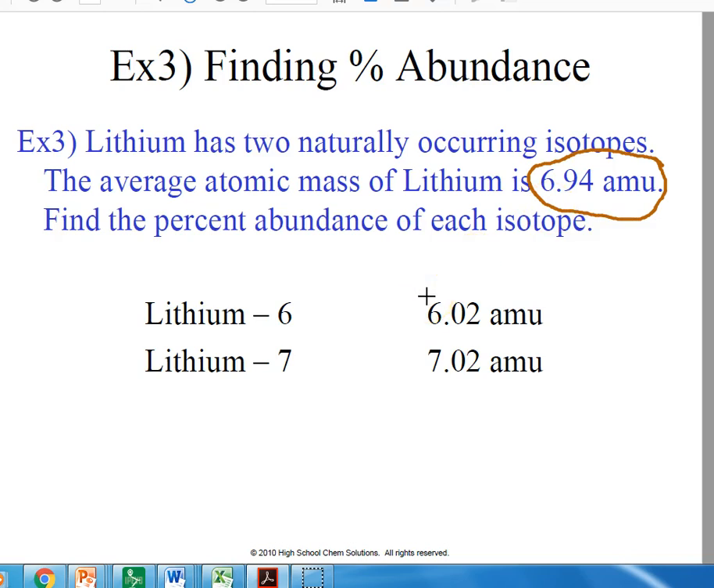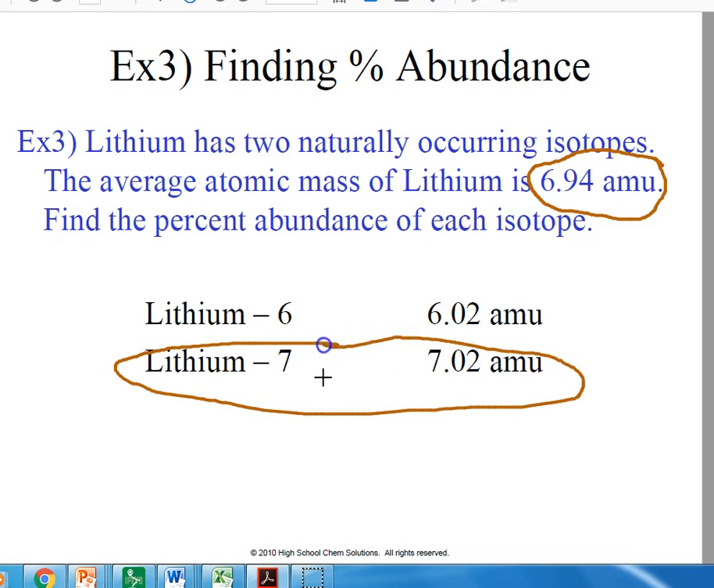Now, first you want to be able to reason it out. This is helpful on multiple choice questions, as well as some more thinking questions, not necessarily math. We need to be able to determine, before we do any math at all, which one of these is more abundant in nature. Is there more lithium-6 in nature, or is there more lithium-7 in nature? Judging by the average, which is really close to 7, I can say that lithium-7 is definitely more abundant in nature. Its percentage is going to be greater than 50%. And I know that the lithium-6, therefore, has to have a percentage that is less than 50%.